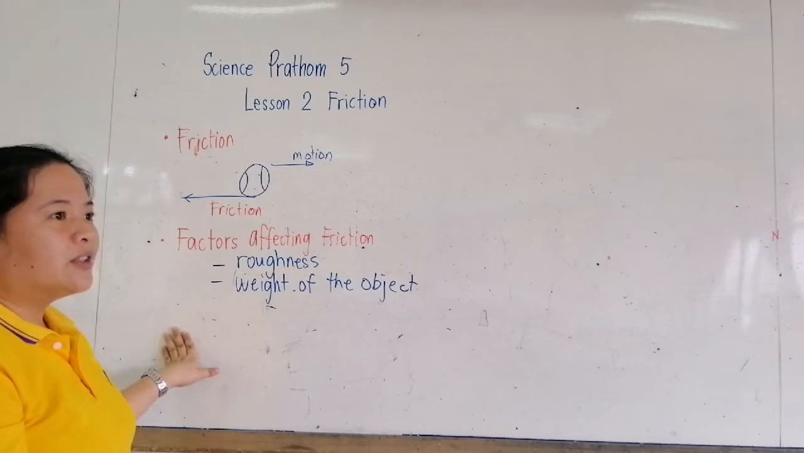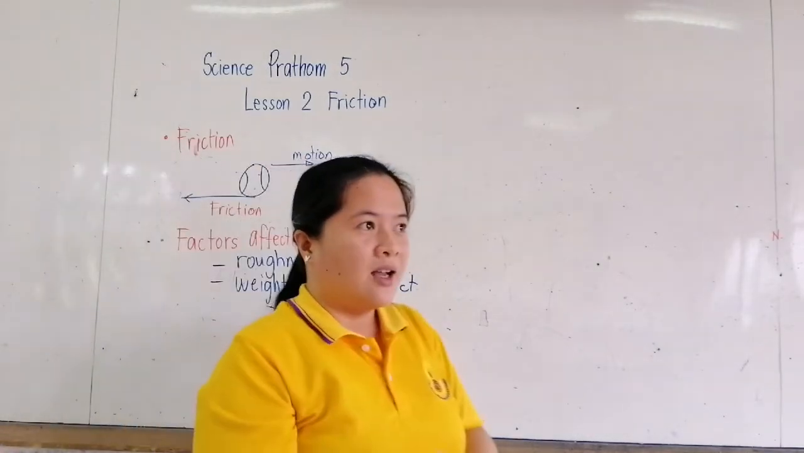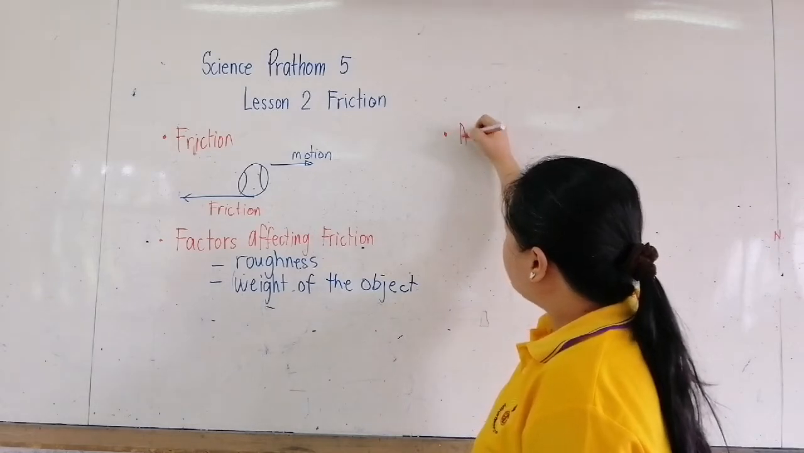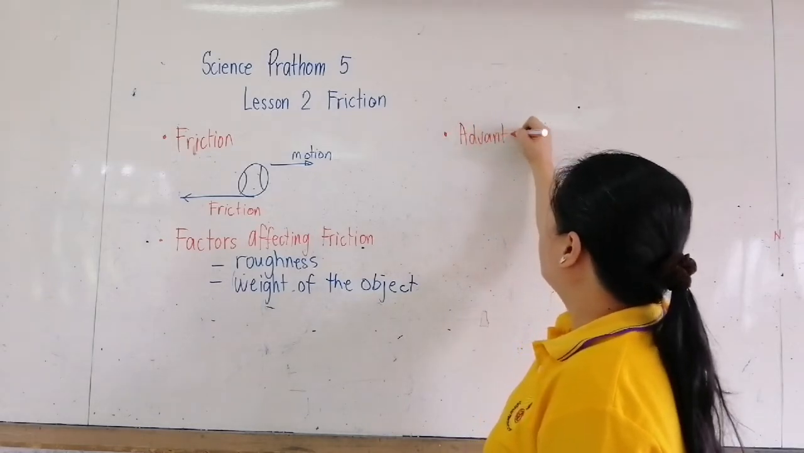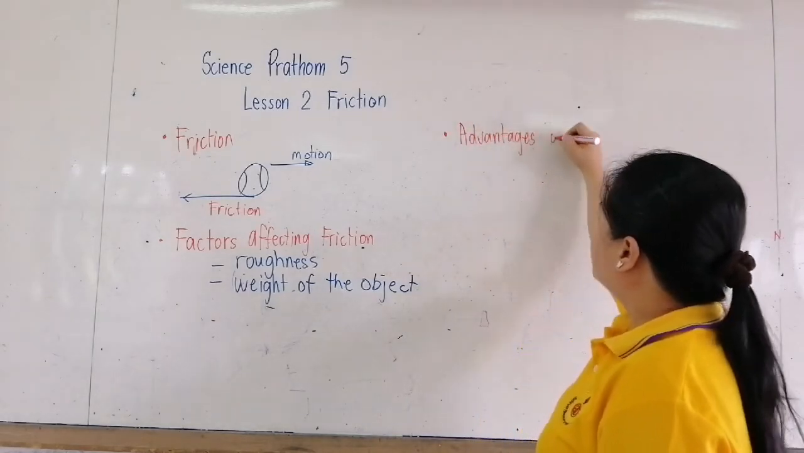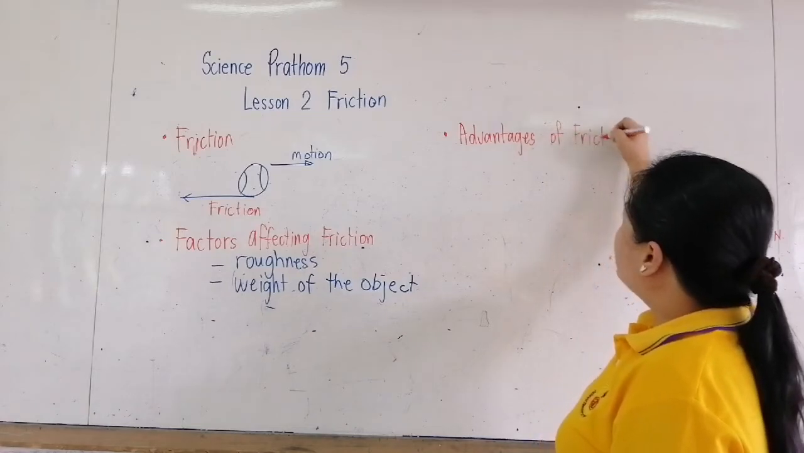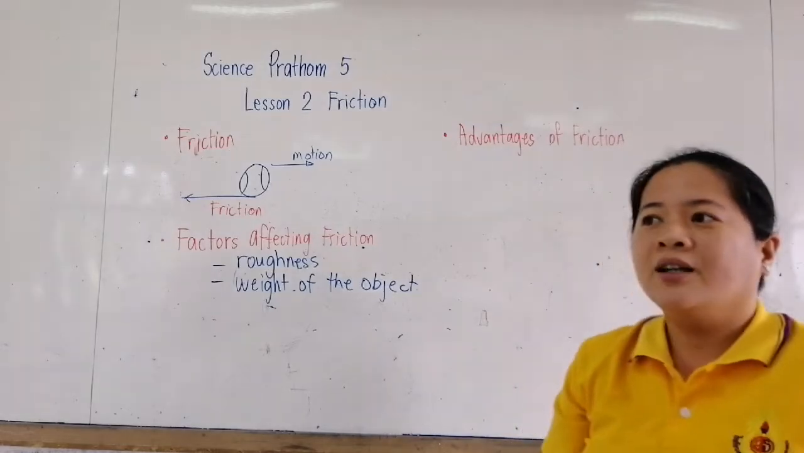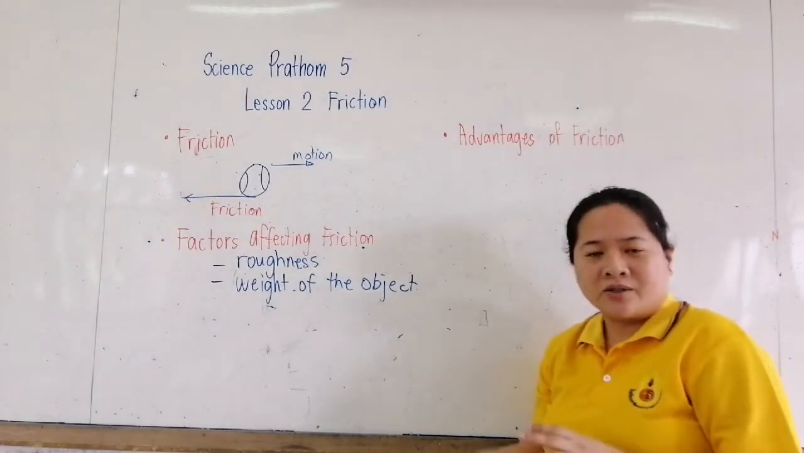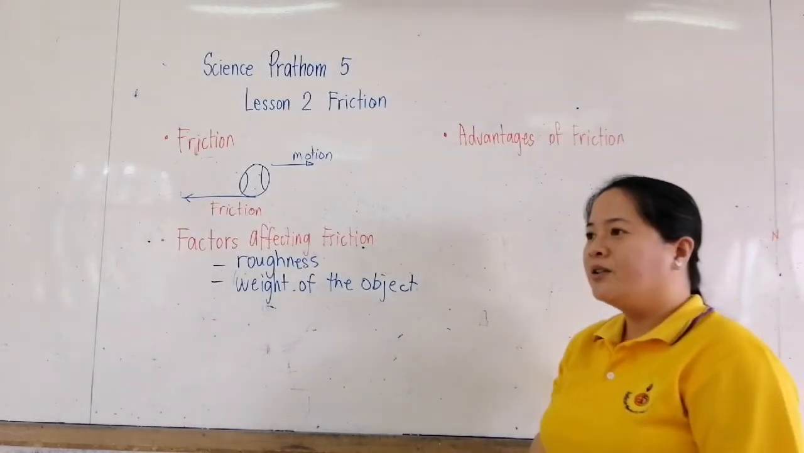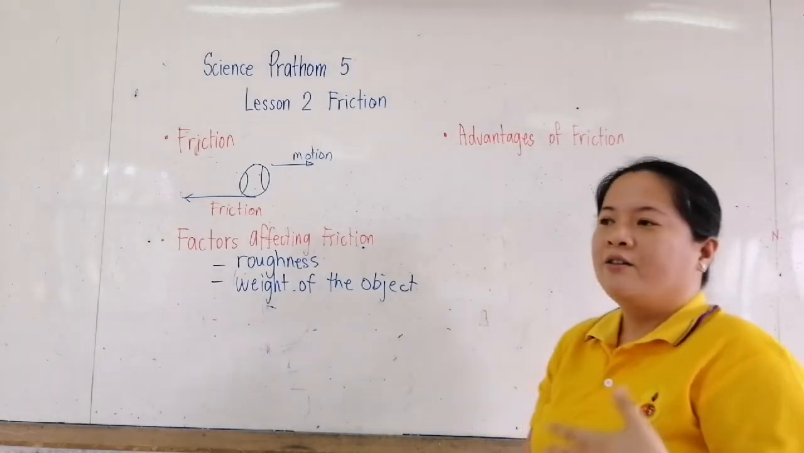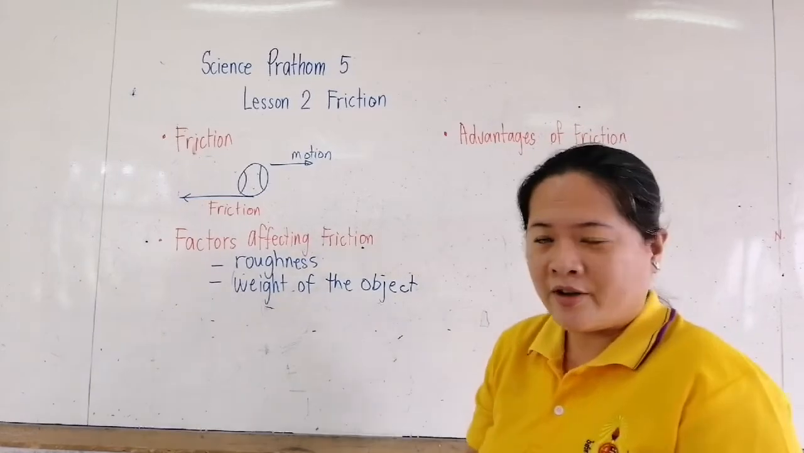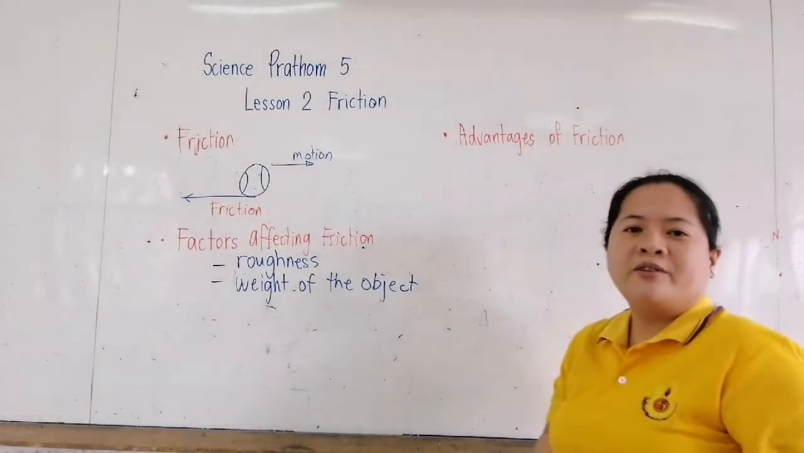Another thing that you need to understand about this lesson is the advantages and disadvantages of friction. Advantages of friction, or the good things about friction. Friction allows objects to stay still. Friction gives us heat. Friction can stop a moving object. Okay, so you have to be familiar with those things.